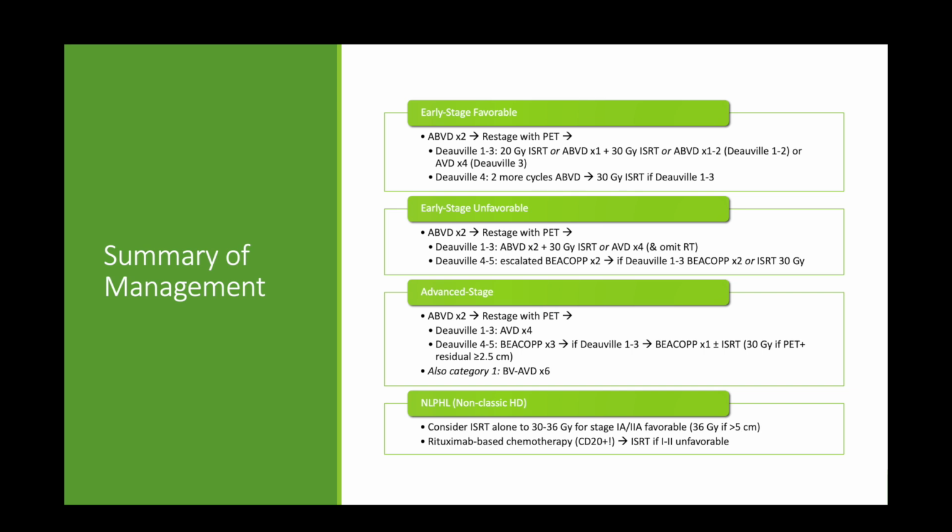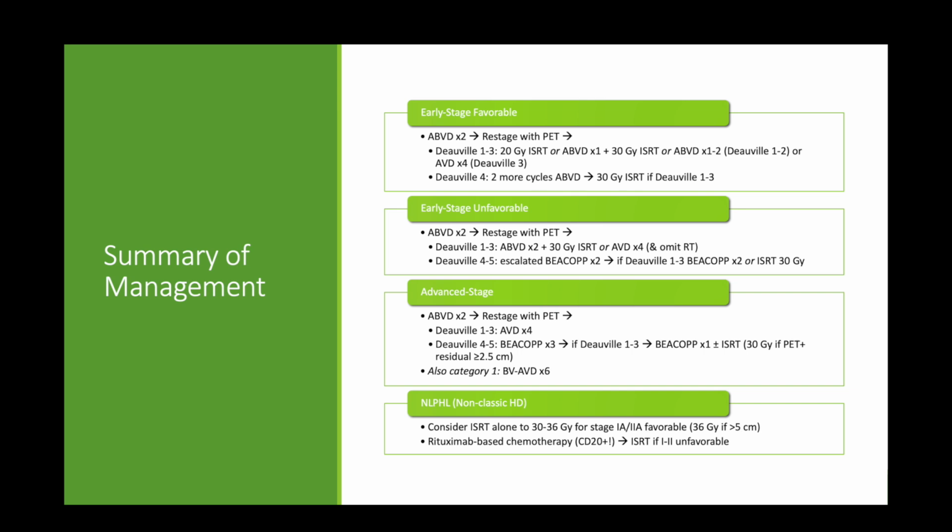We typically just consider involved site radiotherapy alone to 30 to 36 gray for stage 1A or 2A favorable nodular lymphocyte predominant disease. So typically the dose is 30 gray, but if the tumor is greater than 5 centimeters, we consider boosting it to 36 gray. And so it's usually just treated with involved site radiotherapy.